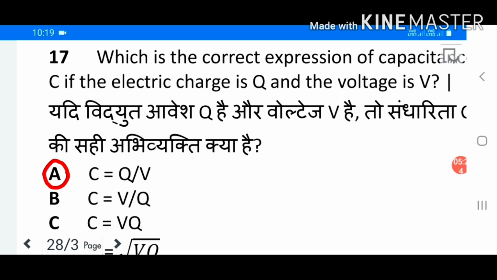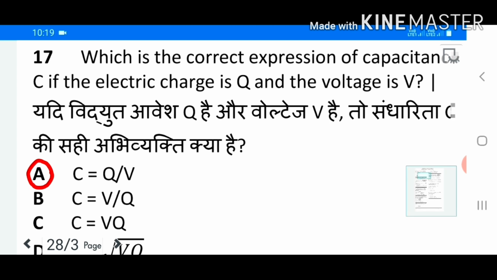17. Which is the correct expression of capacitance, if the electrical charge is Q and the voltage is V? Answer A. C equal to Q by V.